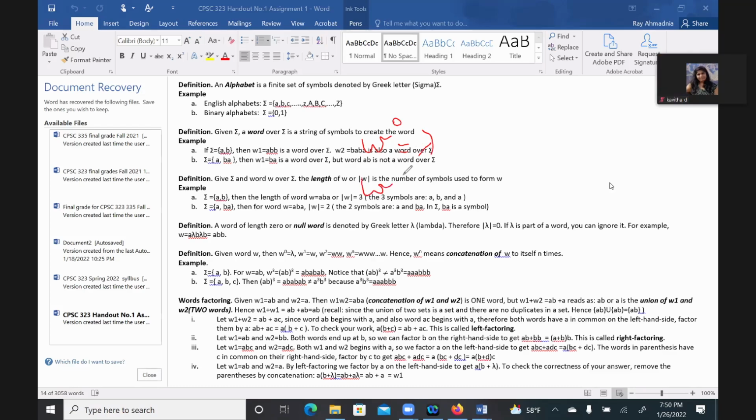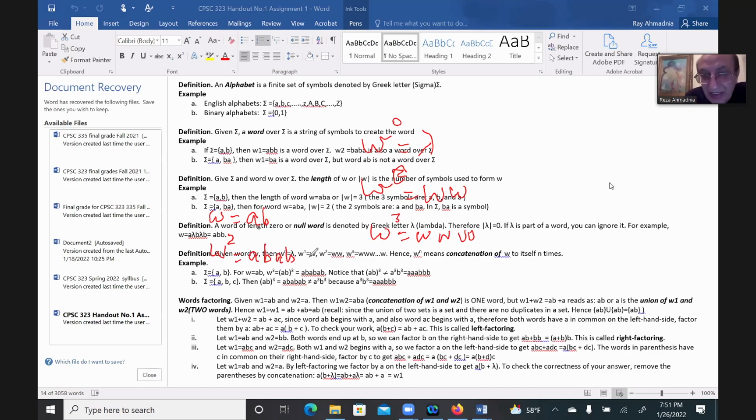And then a word to the second power is the concatenation of that word to itself. A word to the third power is the concatenation of that word to itself three times. So the power is the number of times you concatenate that word to itself. So if I have a word, for example, AB, what is W squared? It is AB, and then what?